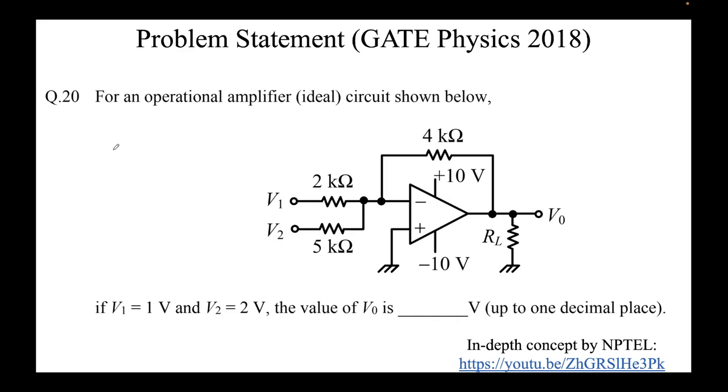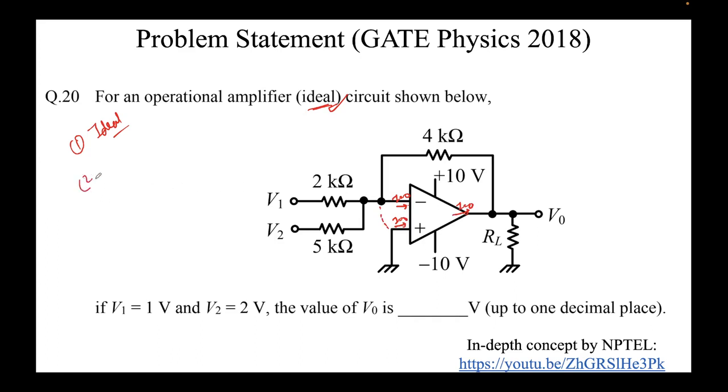As I always say, whenever a question is given on an op-amp, ask yourself three things. First, is it ideal? The question itself says it's ideal. Very good. So what does an ideal op-amp mean? It means current is 0, I equal to 0, and virtual short. This is what an ideal op-amp means.